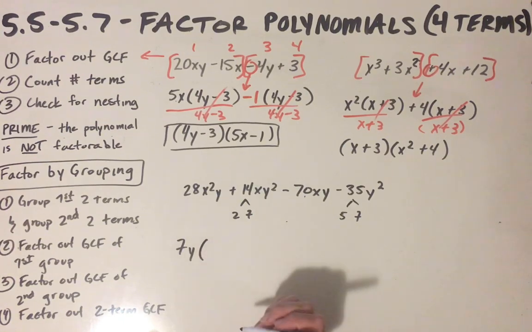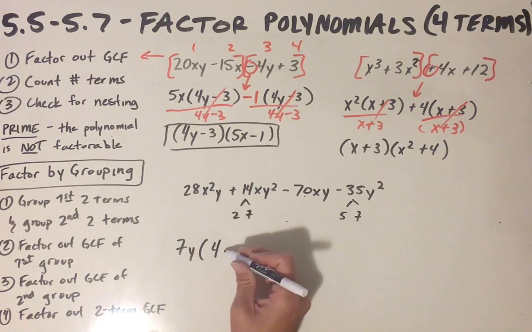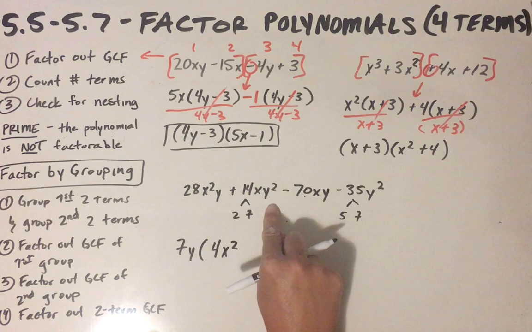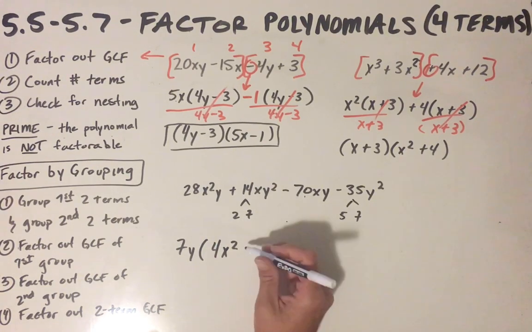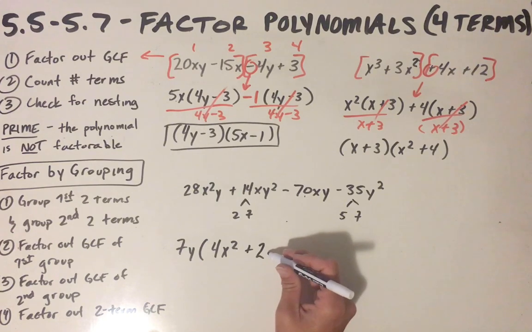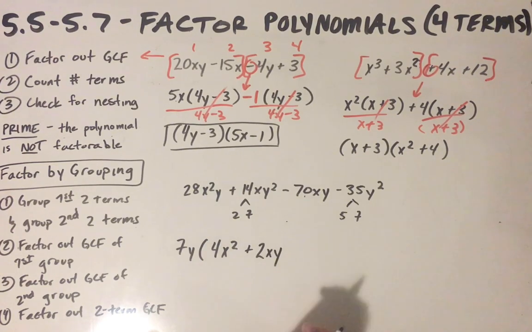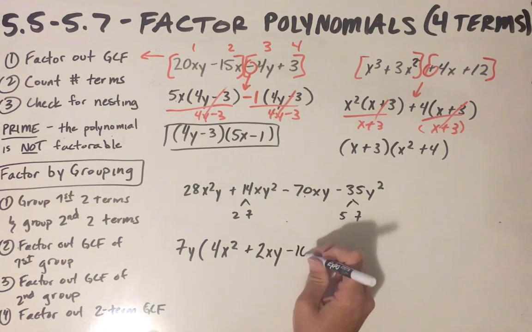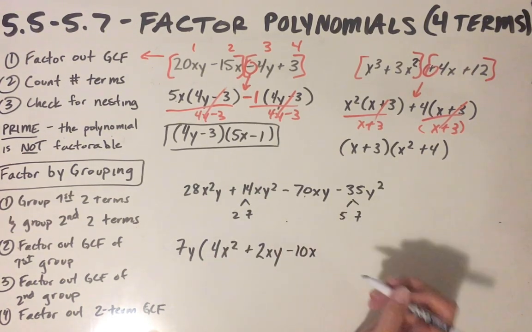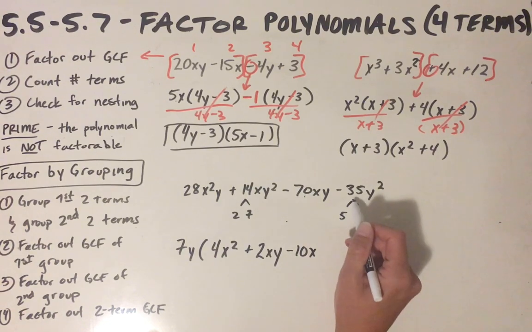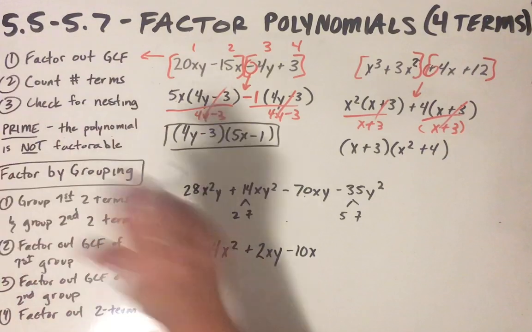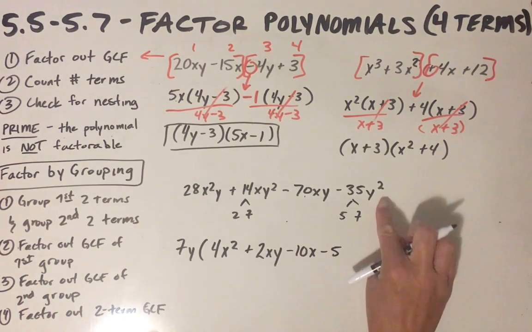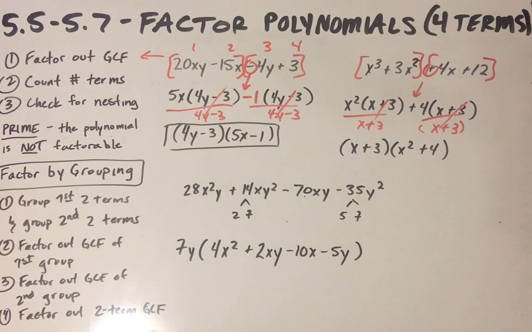When I factor out this 7y, that's as if I'm dividing 28x squared y by 7y. That's going to give me 4x squared. When I divide 14xy squared by 7y, I'm going to get 2xy. When I divide negative 70 by 7, I'm going to get a negative 10. The y's will cancel, and I'll just have x. And when I divide negative 35 by 7, I'm going to get negative 5, and 1 of the y's will cancel. So this is what I have left.